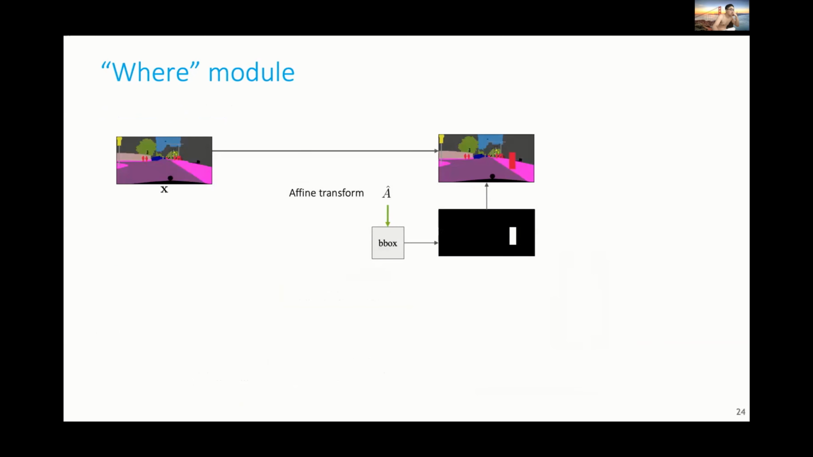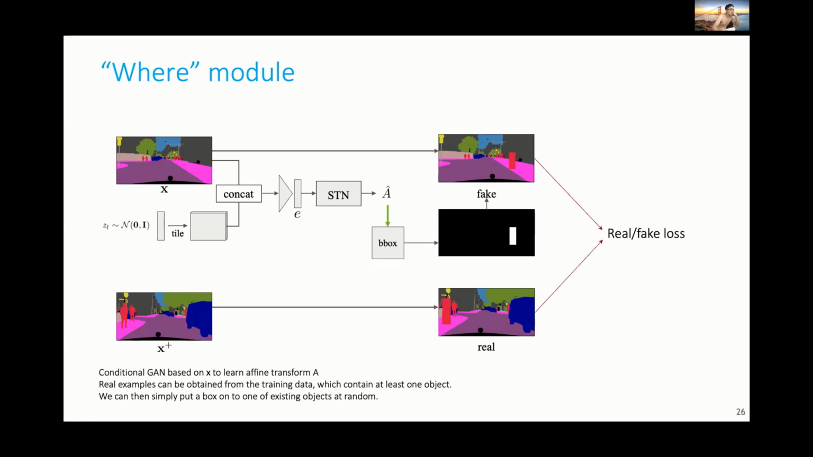So the approach we take is this. Given the semantic map, what we want to do is synthesize. We want to estimate the affine transformation to take a random box to a certain position, and we want to make sure that it is as realistic as possible. So basically we draw a random vector and send it to a spatial transformer network, so that we can transform this bounding box to a certain location through this affine transformation. And we want to make sure that it's as real as possible.